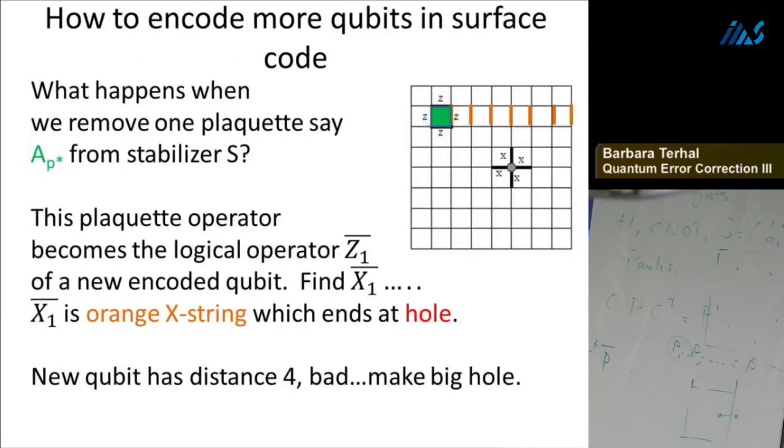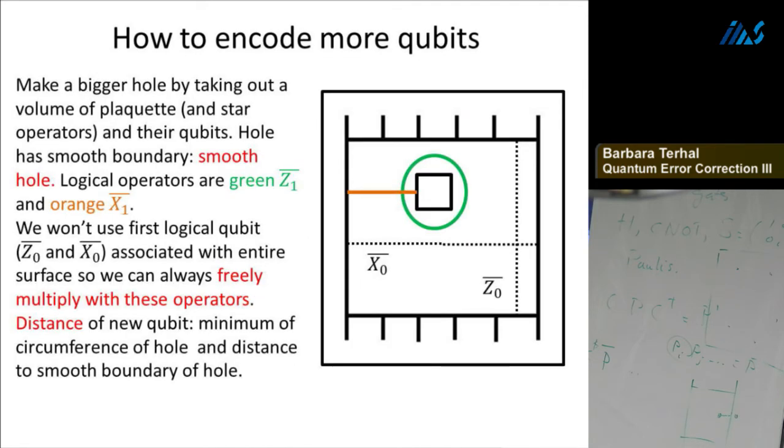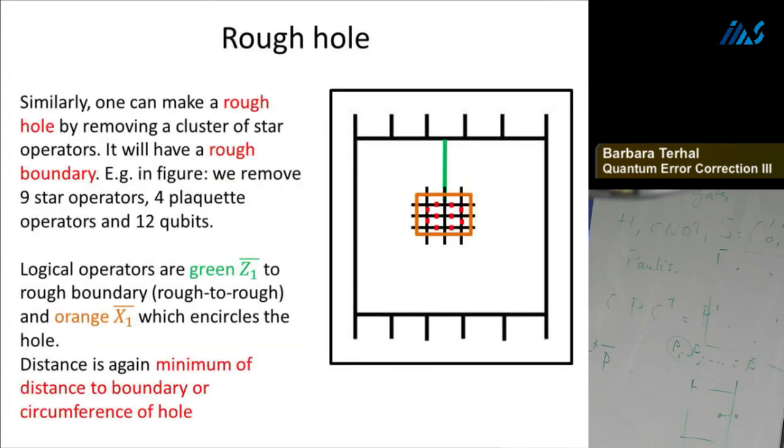If I take out these 9 plaquettes and the 4 star operators in the middle, then I have a smooth, bigger hole. And as I said, the logical X is a string to the boundary. I can do that similarly for a rough hole. You would believe that if I start taking out stars, a block of stars and so on, I do something similar.